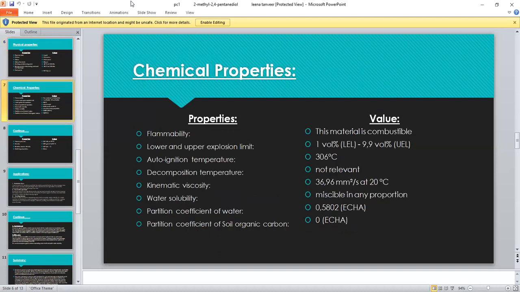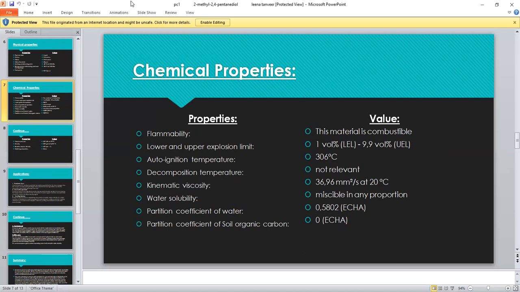Next are the chemical properties. The first chemical property is flammability. It is defined as how easily a fiber or fabric will burn or ignite, resulting in fire or combustion. A liquid with a flash point under 100 degrees Fahrenheit is considered flammable. As 2-methyl 2,4-pentanediol is a liquid, it is combustible and has flammability.